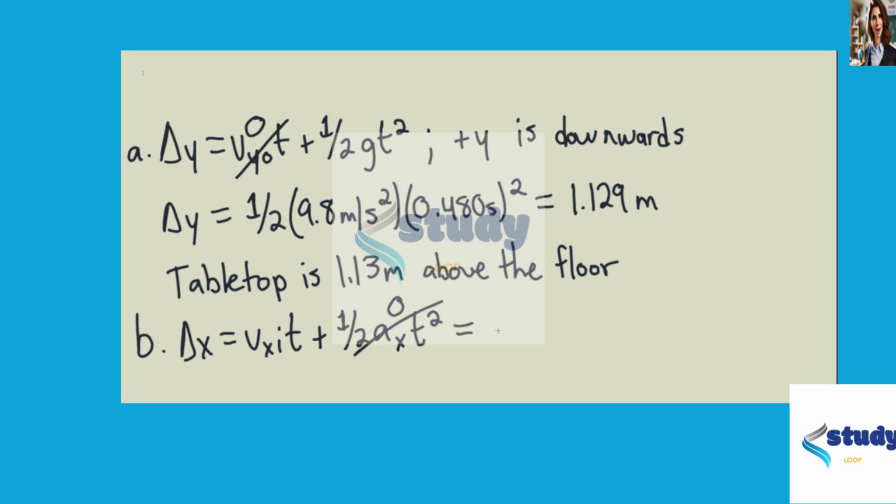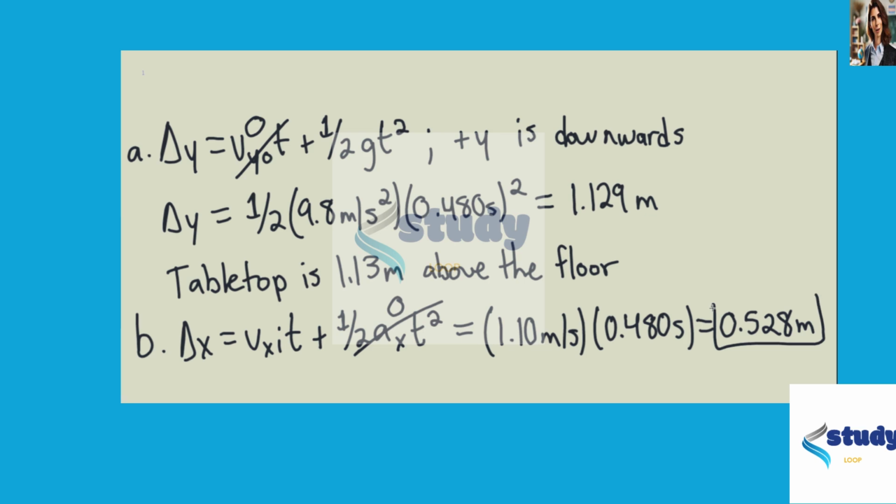So this would simply be equal to the initial velocity, 1.10 meters per second, because the book is falling perfectly horizontally, multiplied by 0.480 seconds. This equals 0.528 meters. So it is falling 0.528 meters from the tabletop.